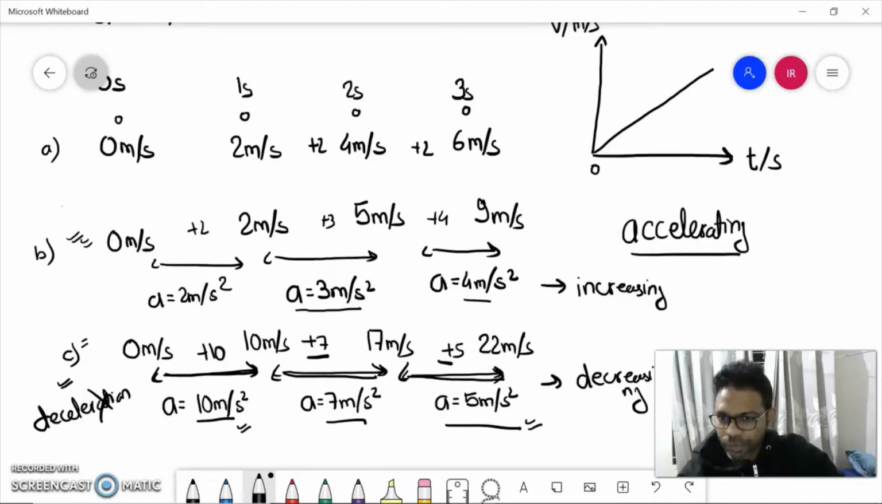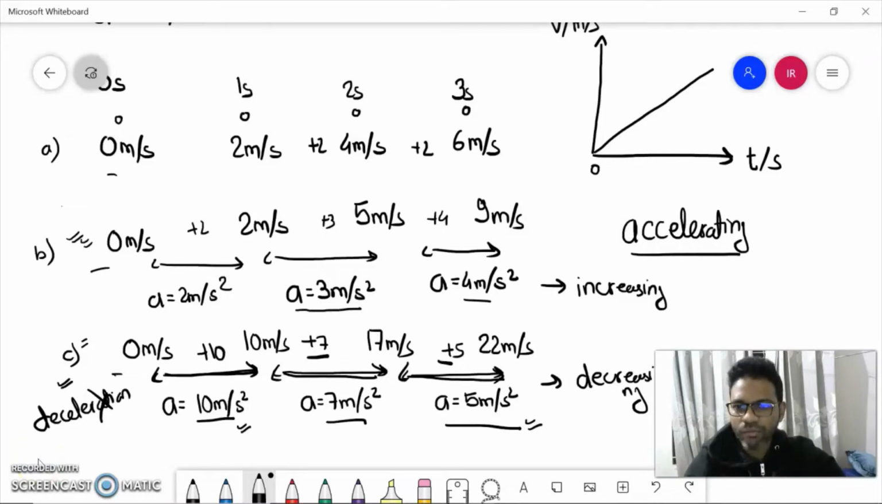So whether it be uniform acceleration, increasing acceleration or decreasing acceleration, in all cases, the velocity increases in different amounts, but they all increase. That's why we are calling all of them acceleration, but of different categories. I hope the concept is clear up to here. If you're clear up to this part, we will now shift on to the graphs.